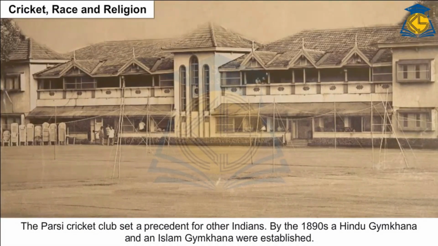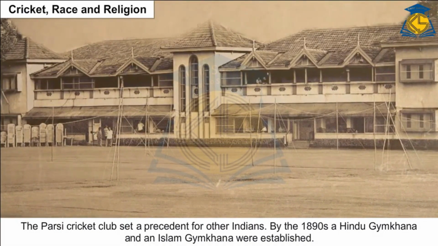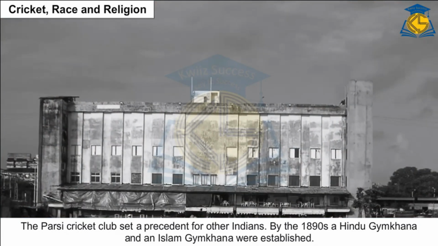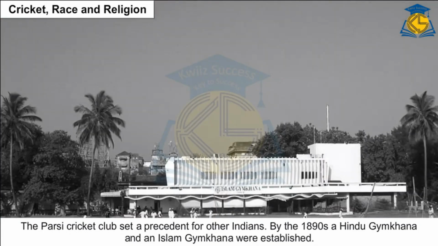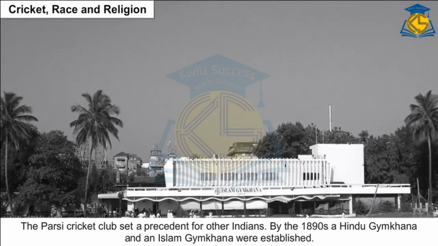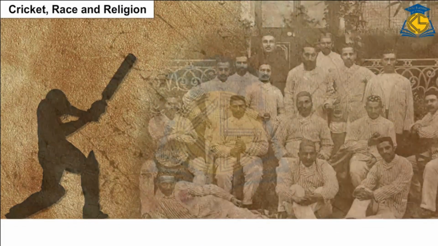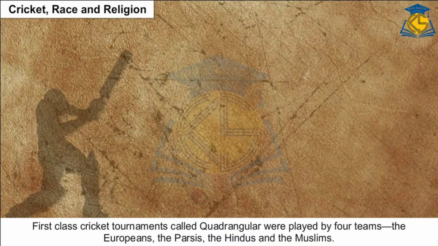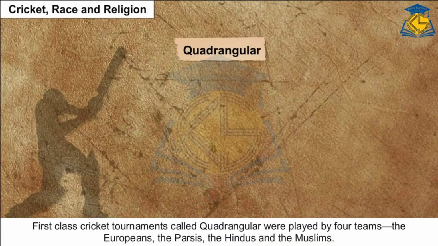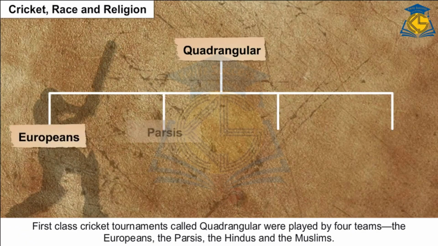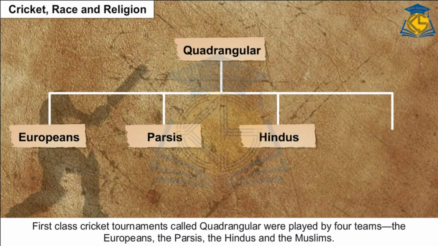The Parsi Cricket Club set a precedent for other Indians. By the 1890s, a Hindu Gymkhana and an Islam Gymkhana were established. Cricket began to be organized on communal and racial lines. First-class cricket tournaments, called quadrangular, were played by 4 teams: the Europeans, the Parsis, the Hindus, and the Muslims.